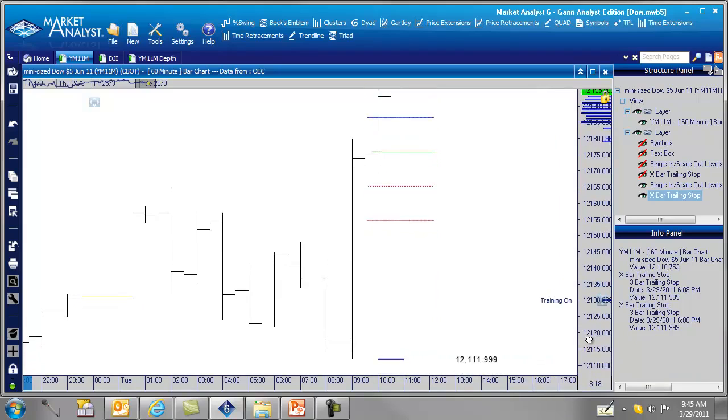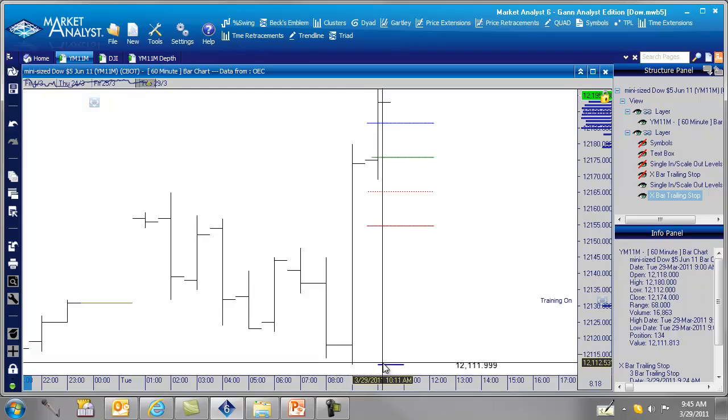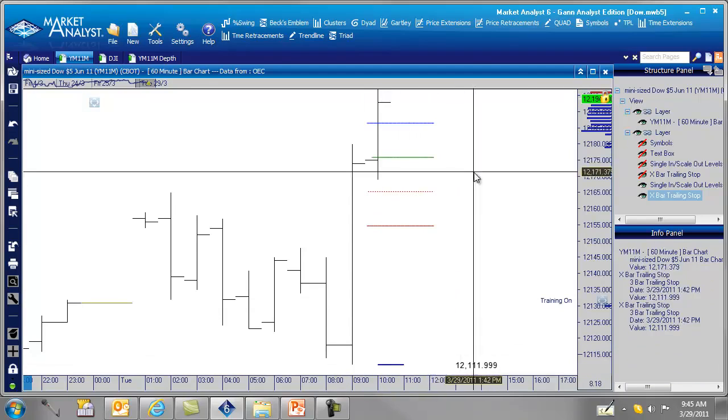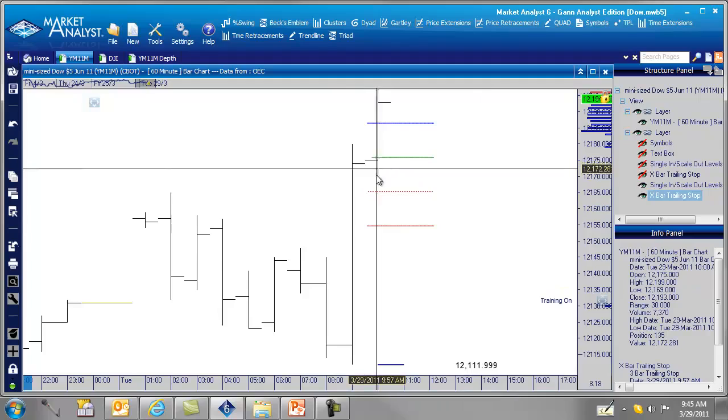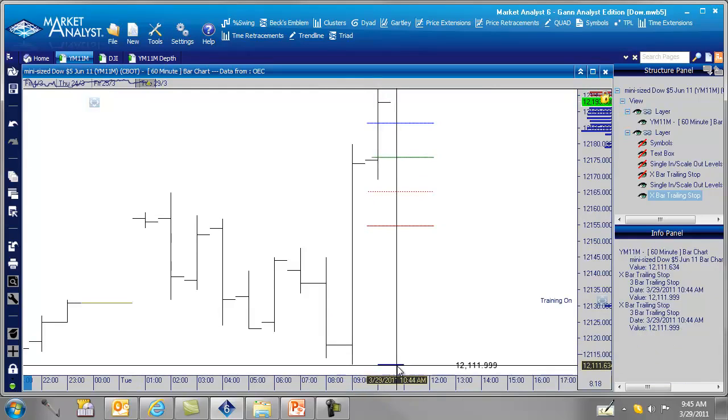down at the bottom here at 12,112. Basically, this stop is using the lowest of 3 bars, so we got 1, 2, 3 bars. There's the lowest low right there. So the stop is really quite far away.